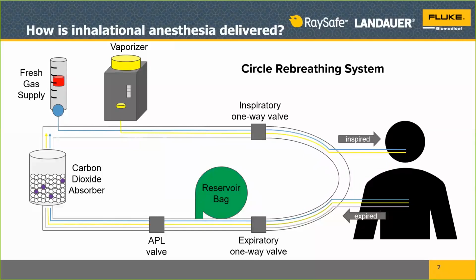And the reservoir bag will expand and contract just like a ventilator does. So it will be controlled by the bellows, and the APL will be controlled by the ventilator as well to make sure that there's no excess pressure going to the patient. That, in general, is how the circular breathing system works.